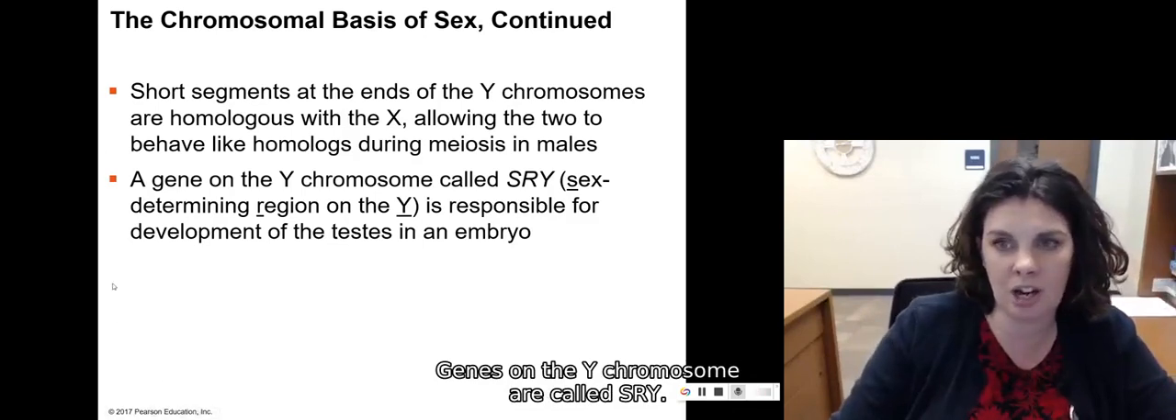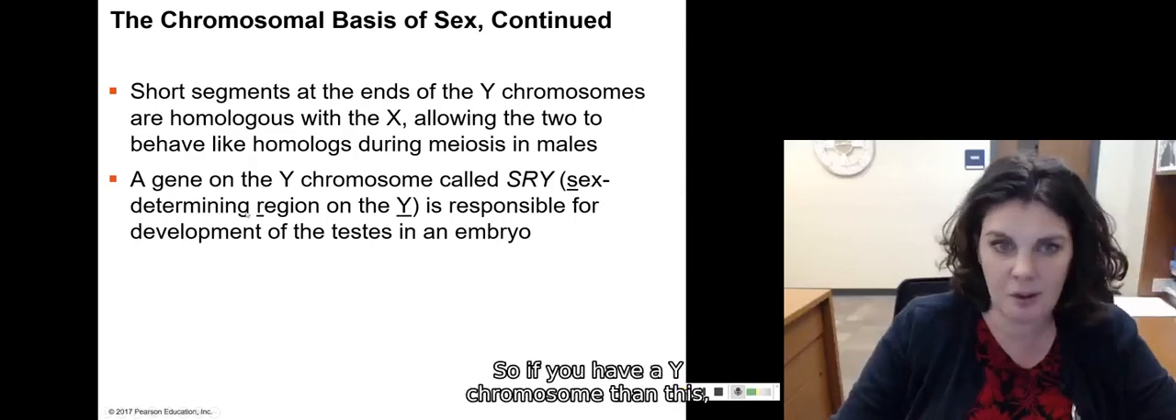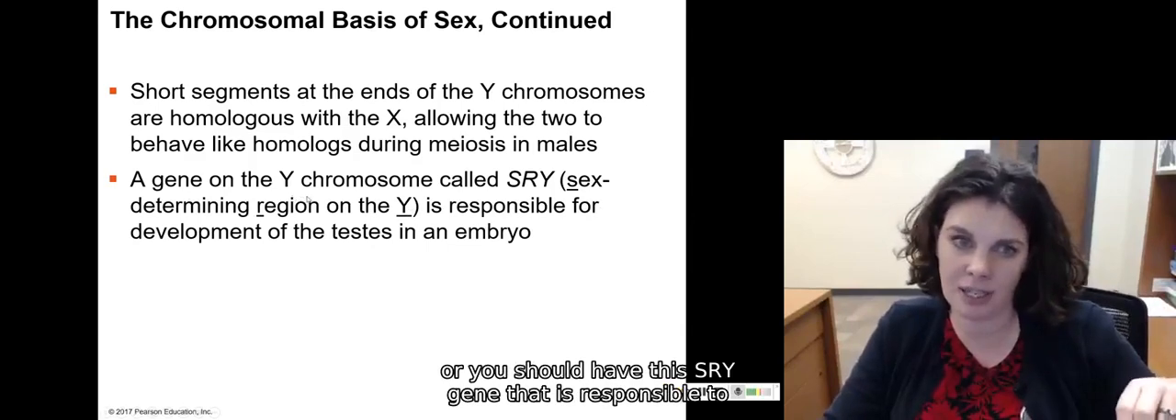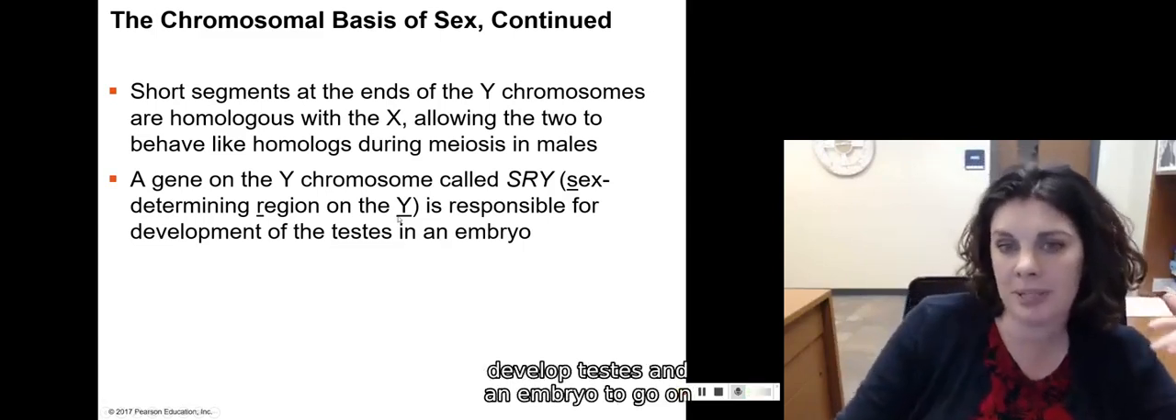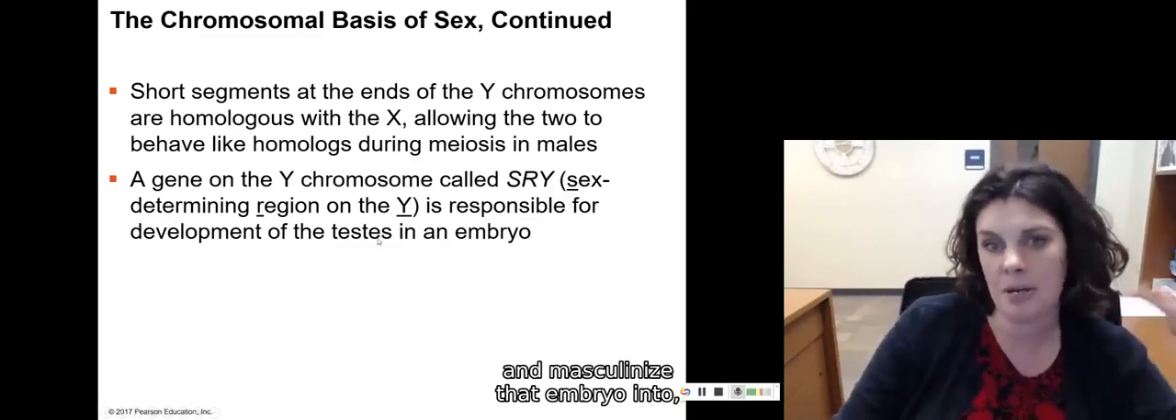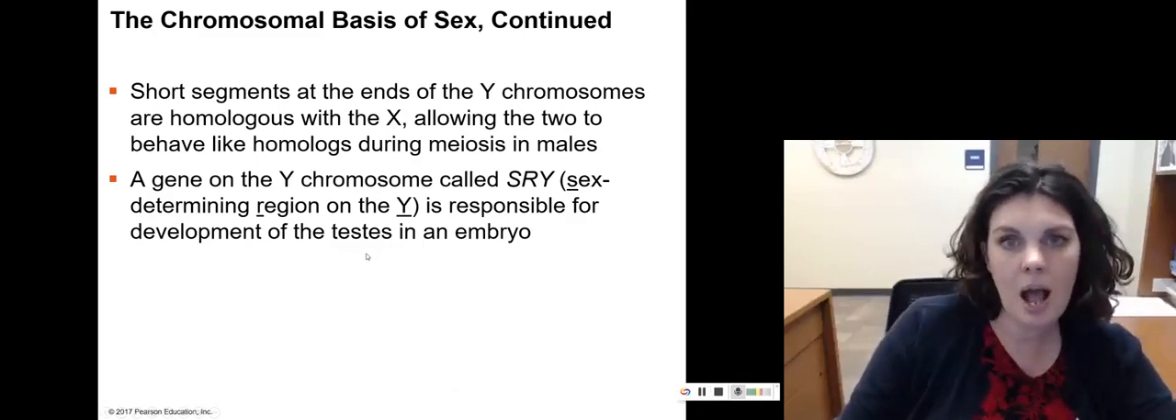And the gene on the Y chromosome is called SRY. This is for sex-determining region on the Y. So if you have a Y chromosome, then you should have this SRY gene that is responsible to develop testes in an embryo to go on and masculinize that embryo and turn that embryo into a male.